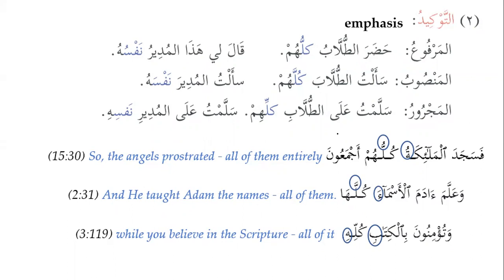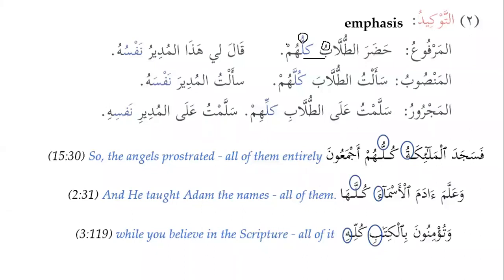At-tawkid, emphasis. This is one of the very beautiful asalib of the Arabic language, where we use certain words to show the tawkid or emphasis. There are around seven of them, but I think three of them have been used in the Quran. And kullu is the most commonly used harf of tawkid in the Quran. Hadara at-tullabu kulluhum. As we have seen, this is called matbu'. The irab of the matbu' will be the same as the tabi'. At-tullabu has dhamma, so the harf of tawkid will also take dhamma, kulluhum.